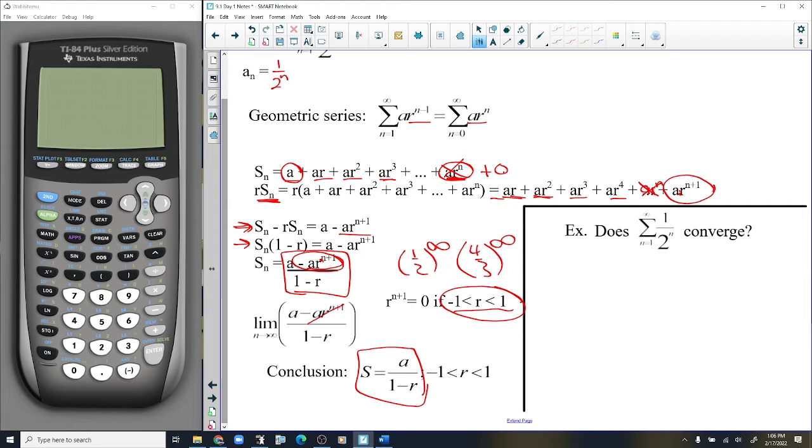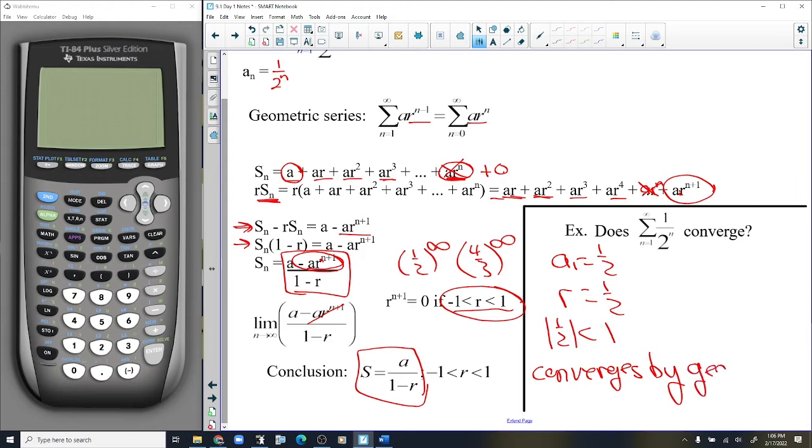Does this converge? Well, a sub 1 is 1/2, because when I plug 1 in, we get 1/2. And r is equal to 1/2, because we keep multiplying by 1/2 to get the next term. The absolute value of 1/2 is less than 1, so we say this converges by geometric series.